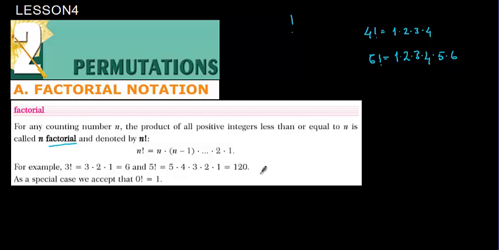Now here we have one exceptional case: 0 factorial. We accept that 0 factorial is equal to 1. 1 factorial is also equal to 1, as accepted by mathematicians.